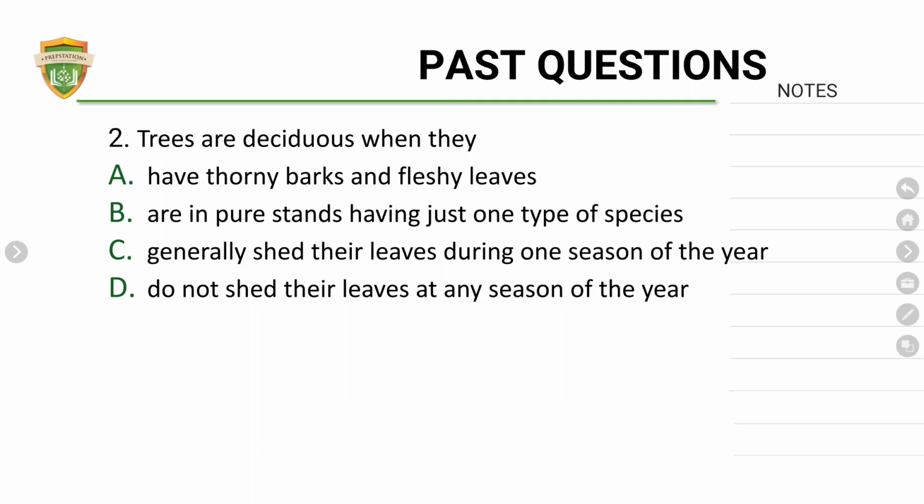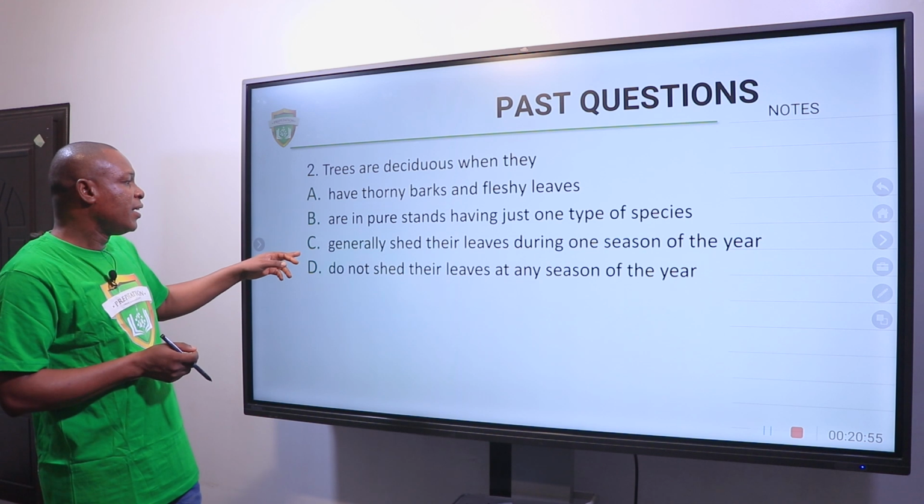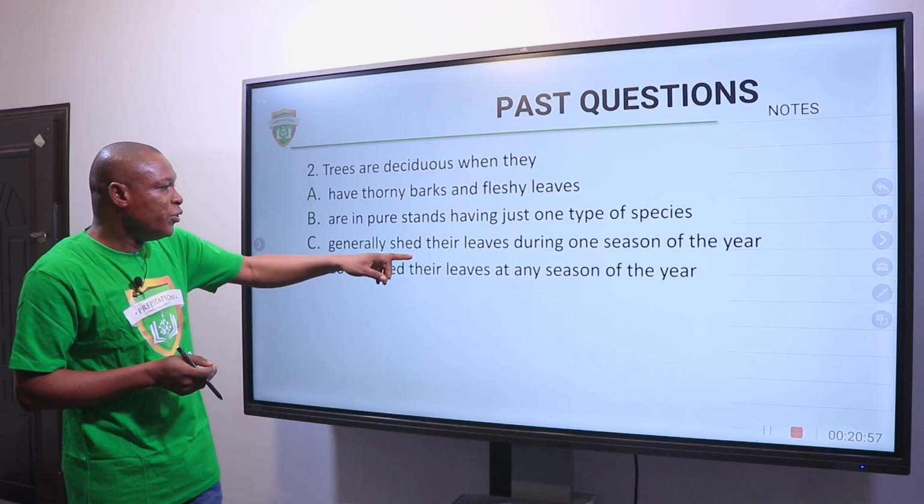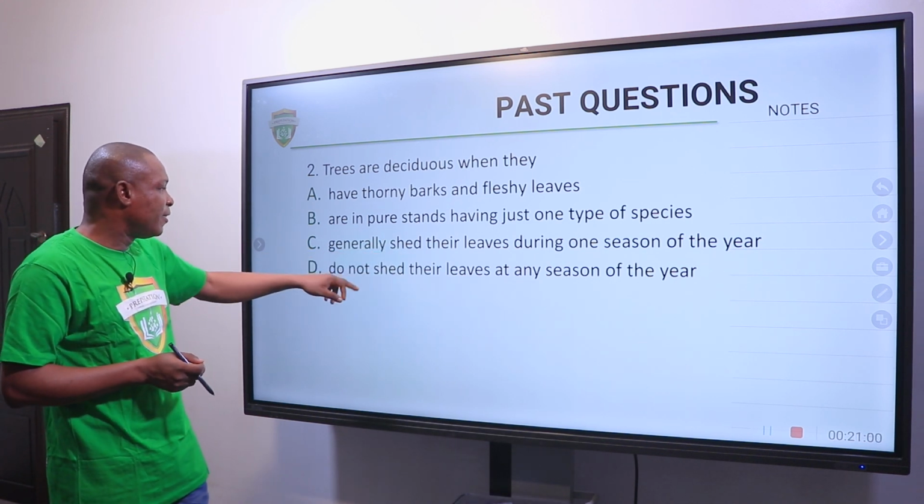Number 2, when we say trees are deciduous, what do we mean? A, have thorny barks and fleshy leaves. B, are in pure stand, having just one type of species. C, generally shed their leaves during one season of the year. D, do not shed their leaves at any season of the year. The right answer is C, generally shed their leaves during one season of the year.